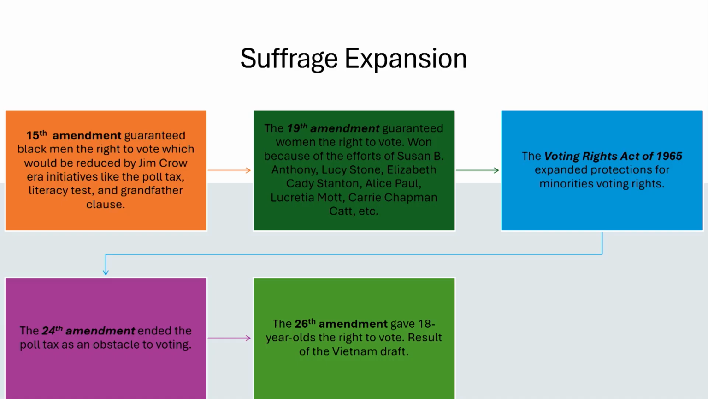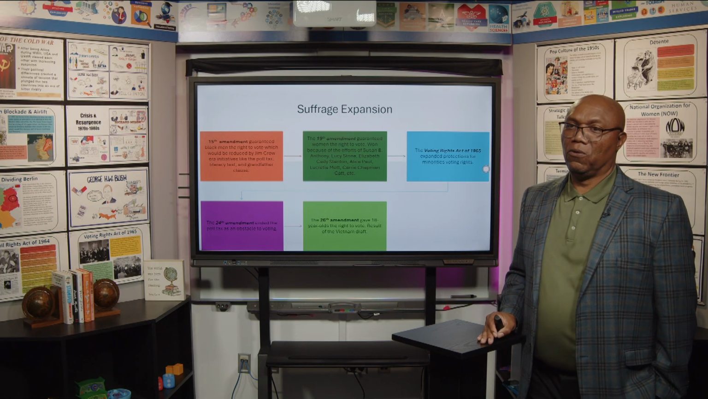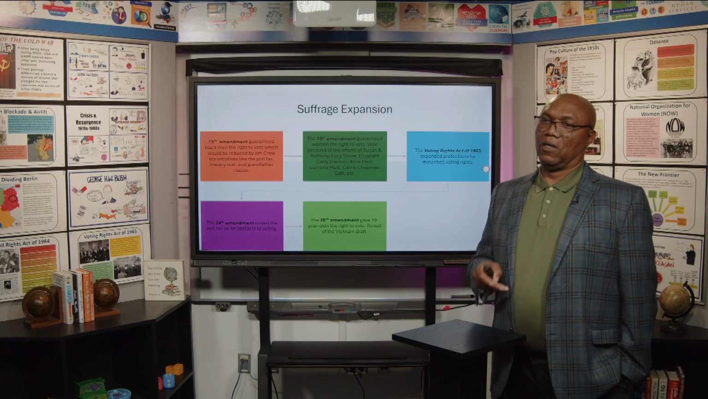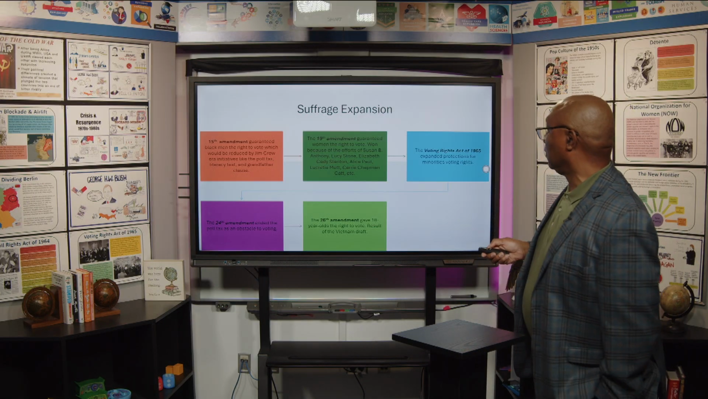The 24th Amendment ended the poll tax as an obstacle to voting. And then the final suffrage expansion was the 26th Amendment that gave 18-year-olds the right to vote. It was a result of the Vietnam draft and the protest of Vietnam. If they're old enough to fight, go overseas, and fight for the country, then they should be old enough, of course, to vote. And so you could be drafted at 18, so you should be able to vote at 18.